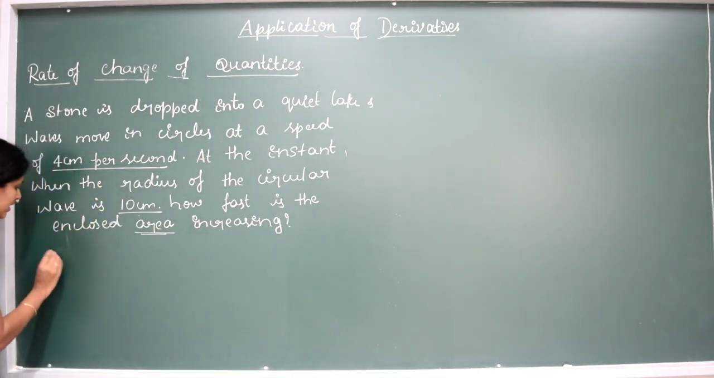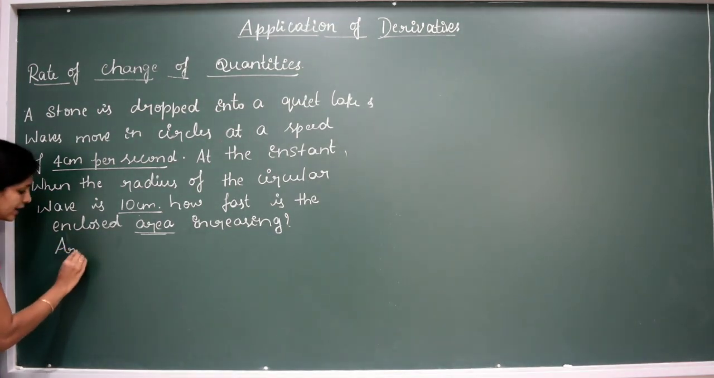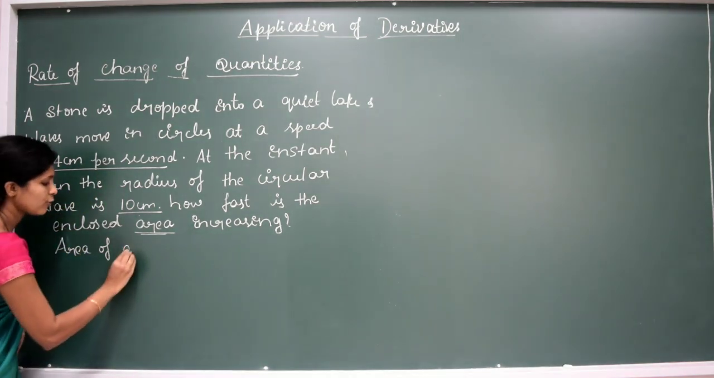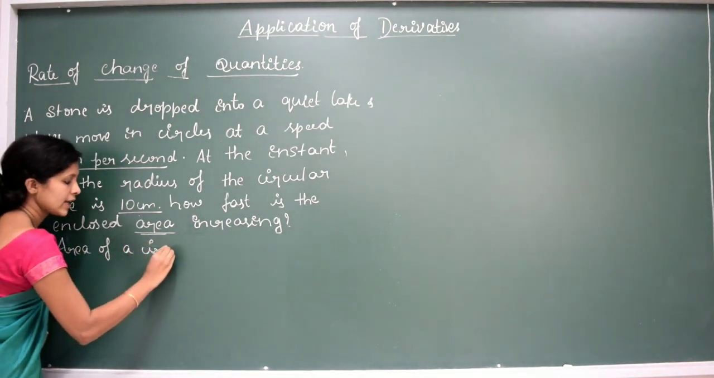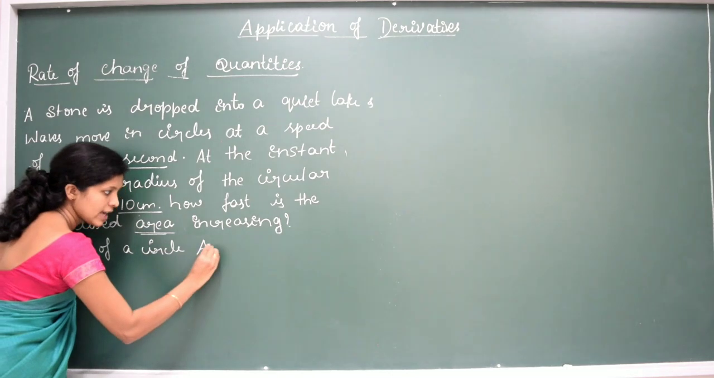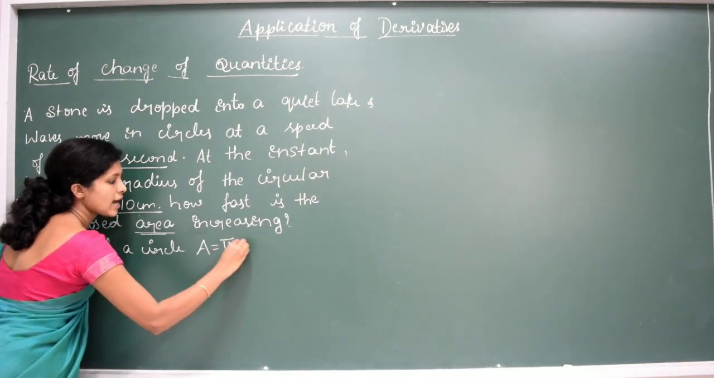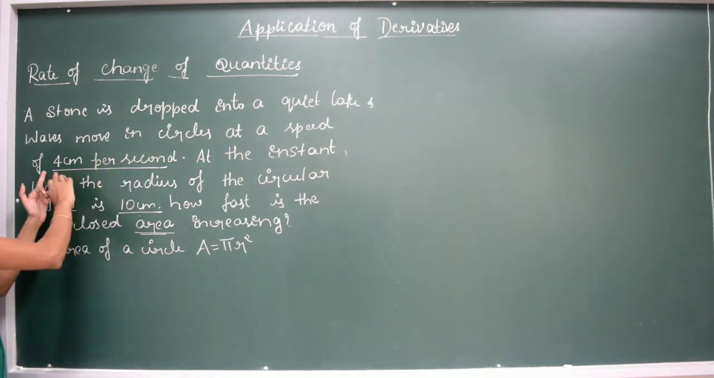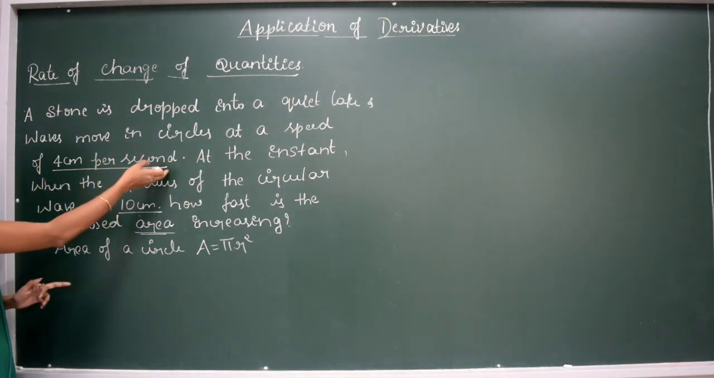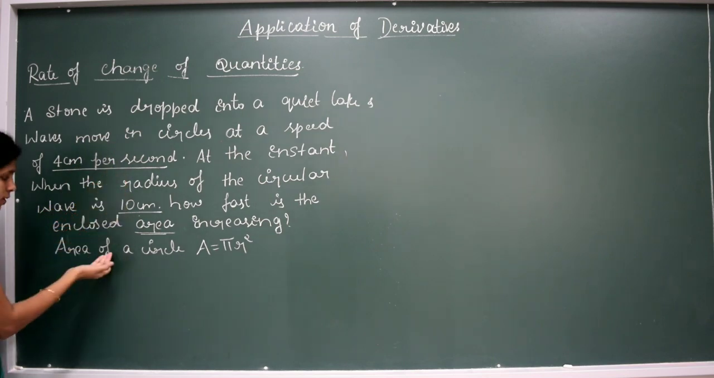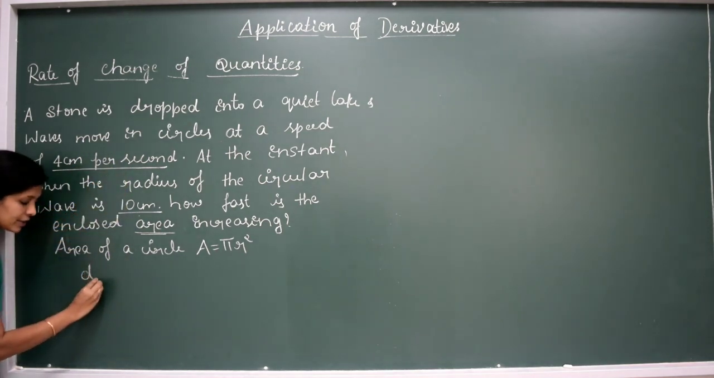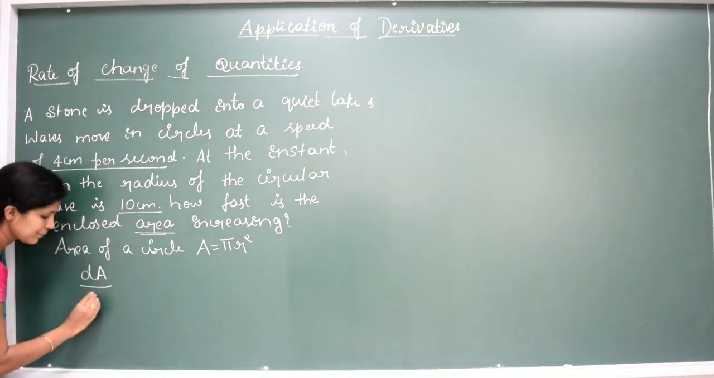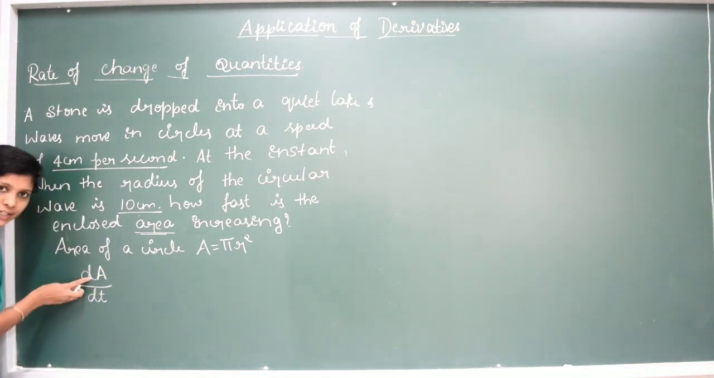We'll write the area of a circle. This is a problem based on a circle, so the area of a circle is represented as A = πr². Now what do we have to find? The speed is 4 centimeter per second, so it is based on time, right? So we can write the rate of change of the area of a circle with respect to the time t. Is it clear? dA/dt.